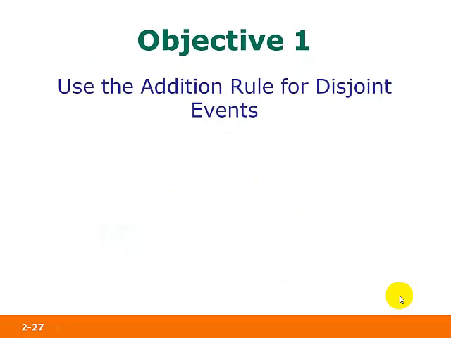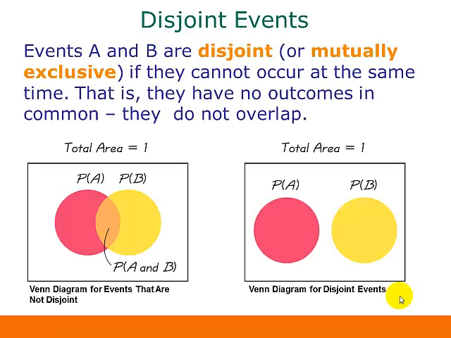So objective 1 is use the addition rule for disjoint events. Events A and B are disjoint or mutually exclusive if they cannot occur at the same time. That is, they have no outcomes in common. They don't have any overlap.